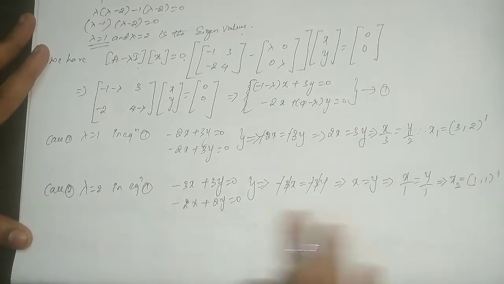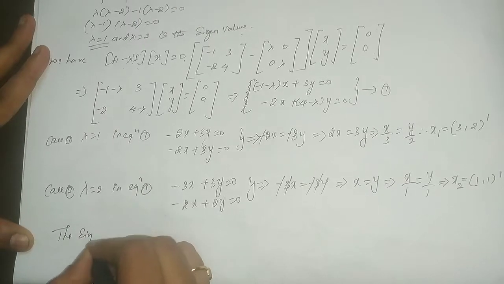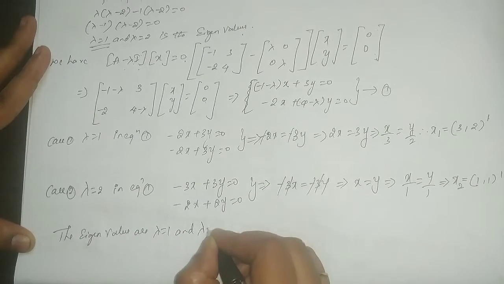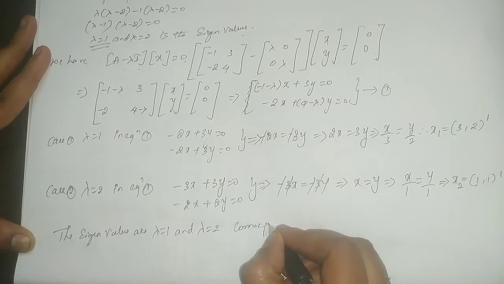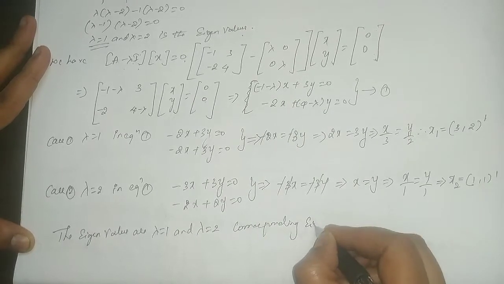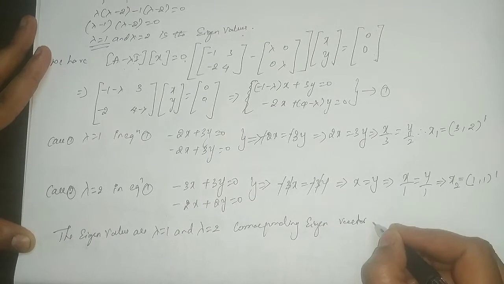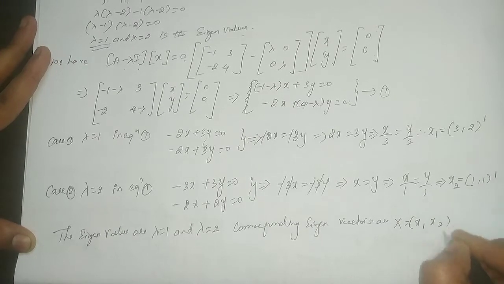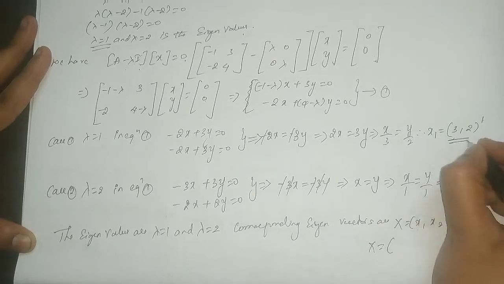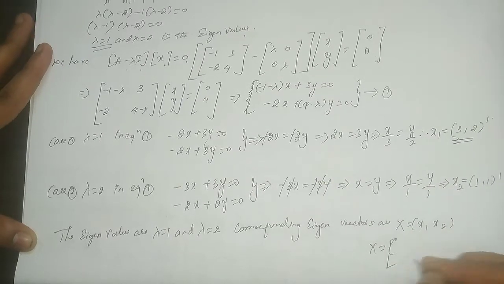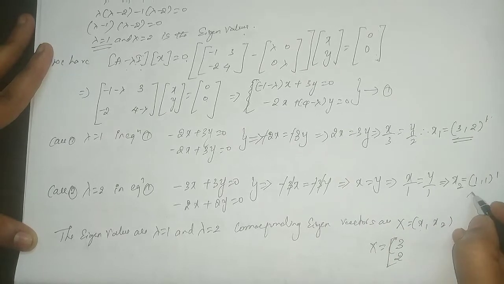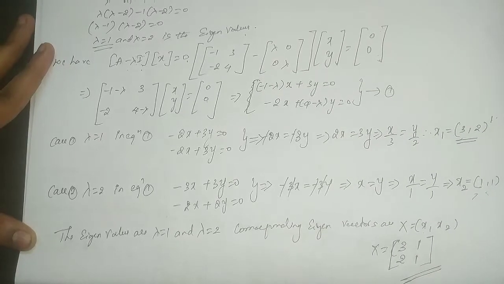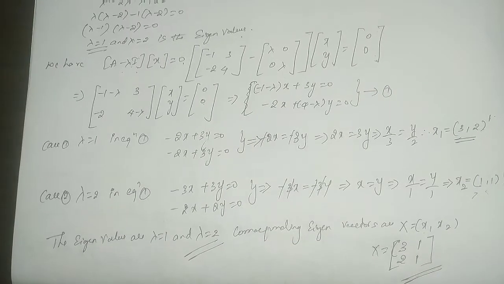So let us conclude the entire result. The eigenvalues are lambda is equal to 1 and lambda is equal to 2. Corresponding eigenvectors are, actually we used to write capital X is equal to x1, x2. So x1 is 3, 2 transpose. I will use column matrix, so it is 3 and 2. And x2 is 1, 1 transpose, so it is 1 and 1. So this is the required eigenvalues and the eigenvectors.